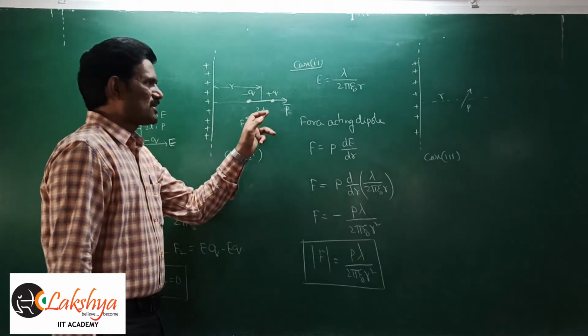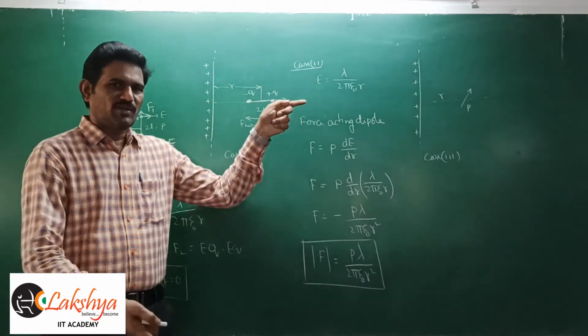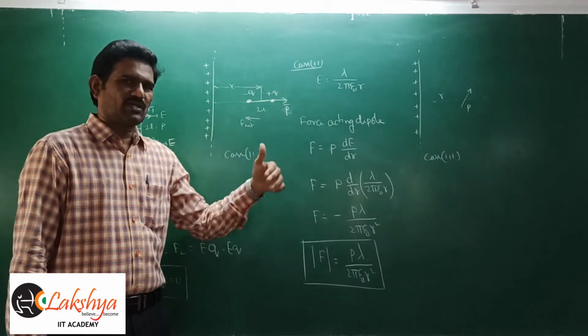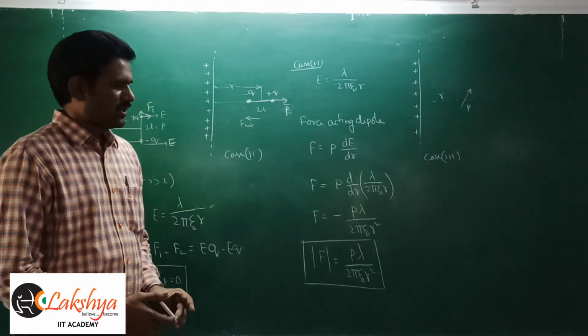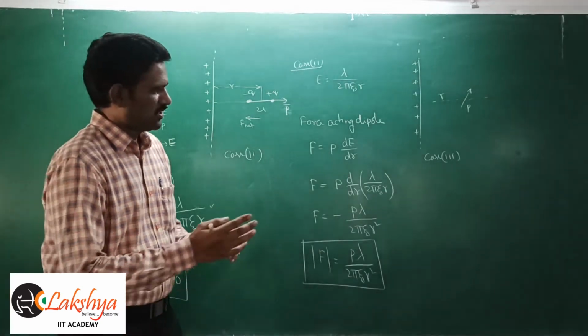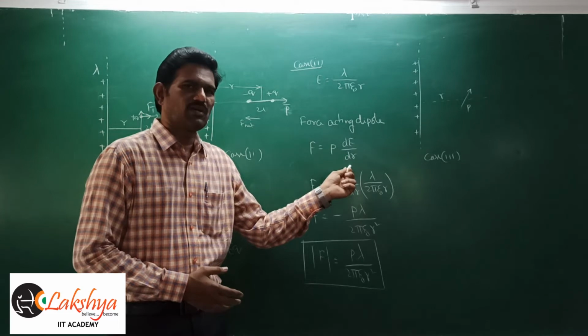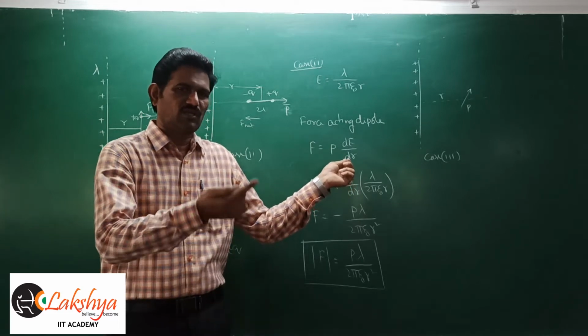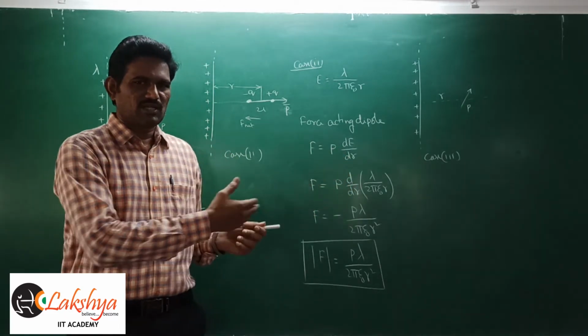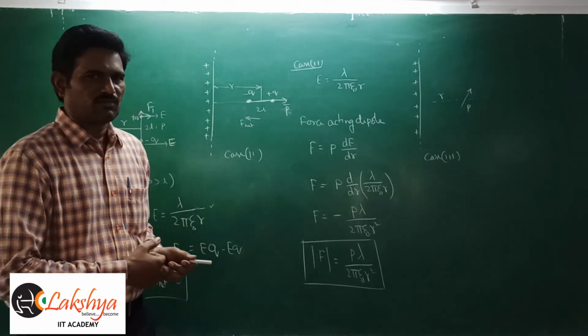So if the dipole is placed like this, then the force will be an attractive force. If we reverse the dipole direction, then we will get a repulsive force. Here, in terms of potential energy, we actually need to write p dE by dr cos theta. If we derive it from the potential energy, as we discussed previously, we will get that.